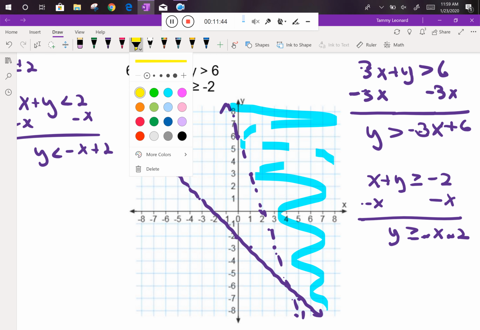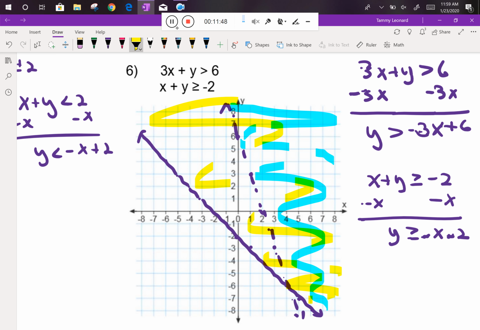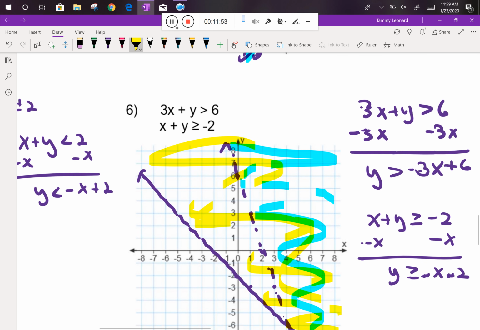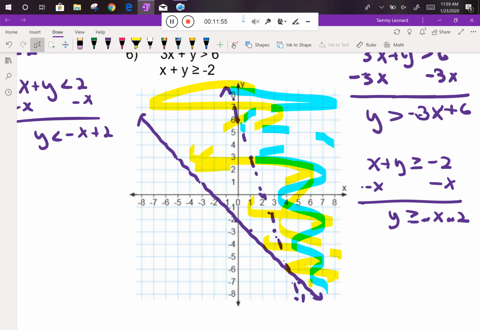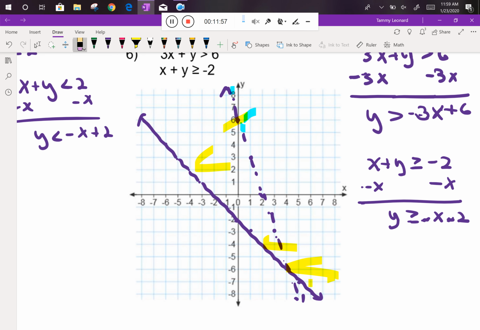And this one says to shade above the solid line, so I would be shading up here. So when I look at where's the overlapping region, I can see that it's this section up at the top. So I'm going to take out all this extra so we can just see the final solution. The final solution will be above both of them. So above the solid and above the dashed.